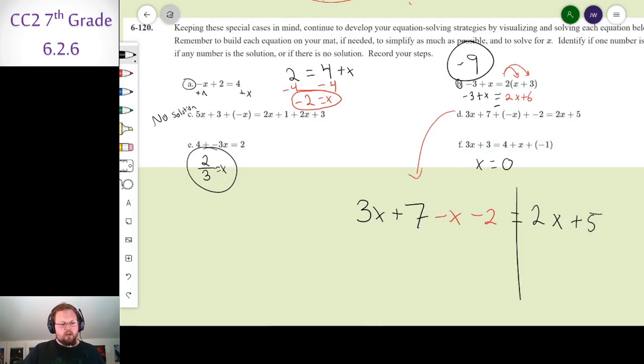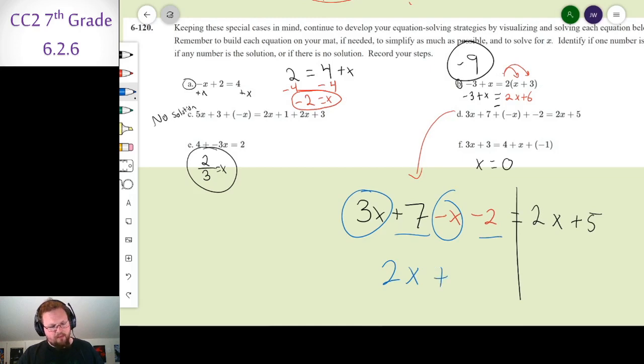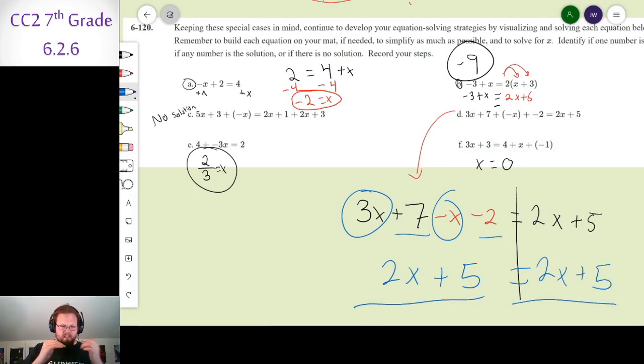I'm going to combine terms. So 3x and negative x is 2x's. 7 minus 2 is plus 5 equals a 2x plus 5. You have gotten to the point where it is the same expression, so the answer that you write for this is all real numbers. Okay.